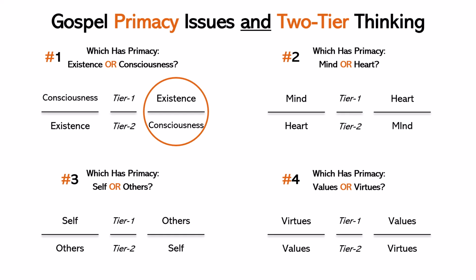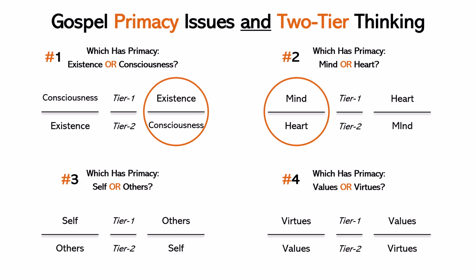Question 2. Which has primacy, mind or heart? Answer: mind. Explanation: the mind has primacy because rational thought guides and informs emotions. Without the mind's direction, emotions can become aimless or irrational.